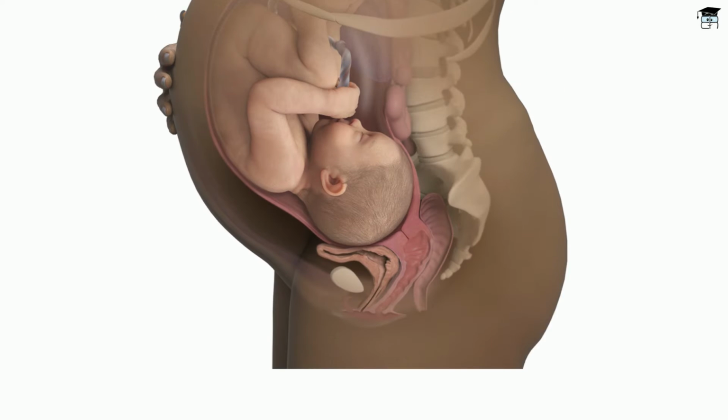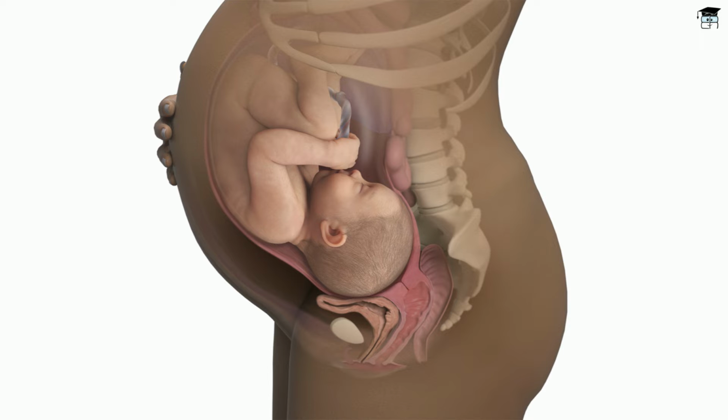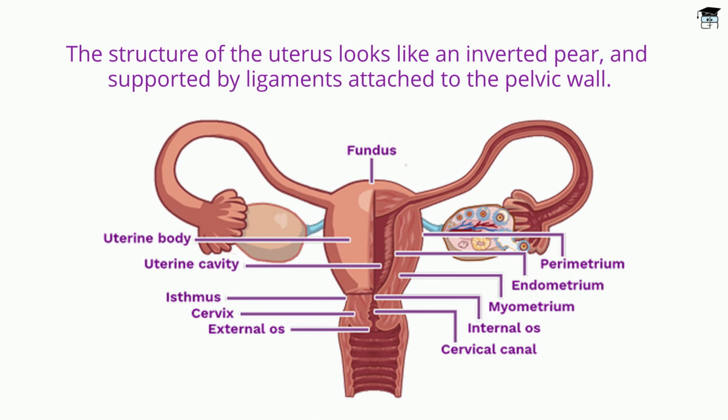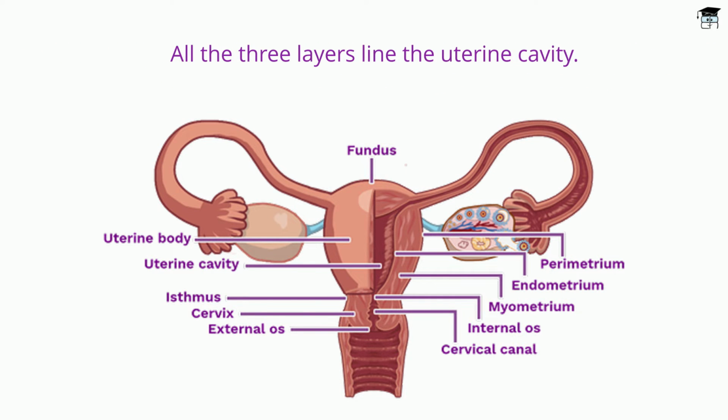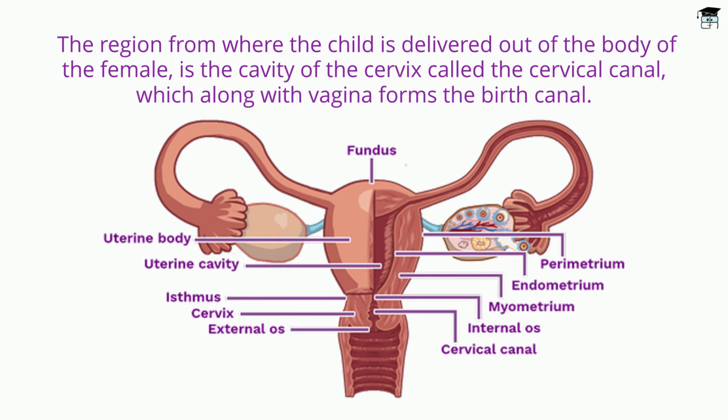Let us now study the next internal organ, that is the uterus. It is single and also known as womb. It is the part of a woman where the baby grows before it is born. The structure of the uterus looks like an inverted pear and is supported by ligaments attached to the pelvic wall. The uterus becomes narrow and opens through a narrow cervix. The region from where the child is delivered out of the body of the female is the cavity of the cervix called the cervical canal, which along with the vagina forms the birth canal.